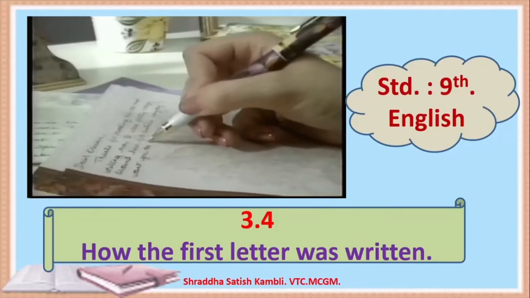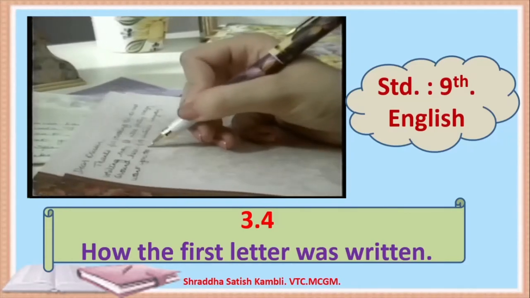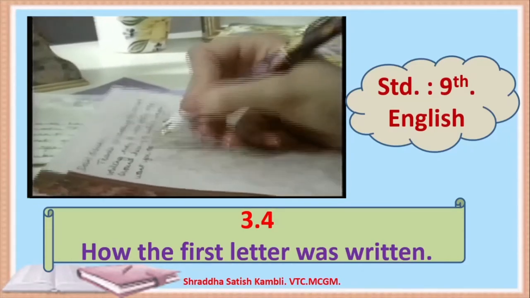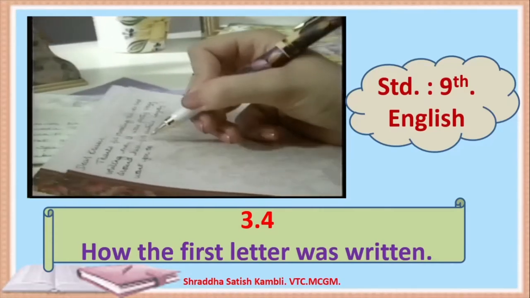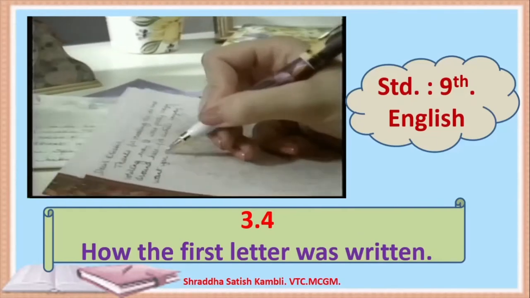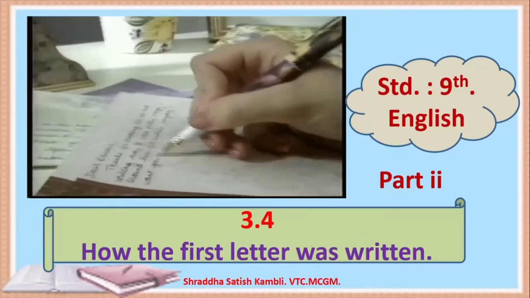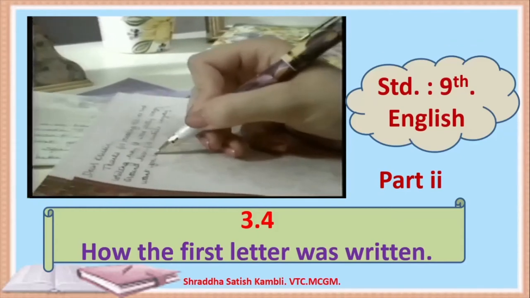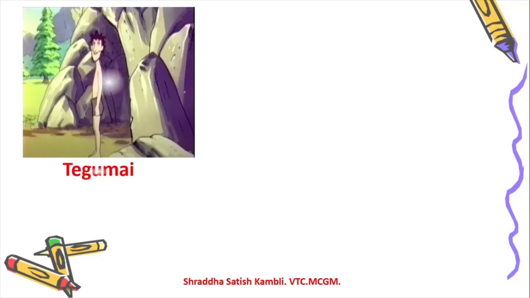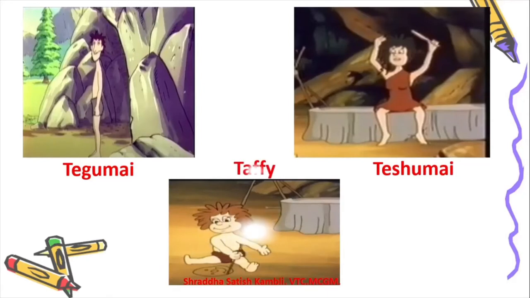But before that, we will do a quick recap of what we learned last time. We will not see the entire story because we have seen it in detail last time. So let us look at the main points in our story and move forward. This video is part 2 of the lesson How the First Letter Was Written. We saw that it is a story of three people, Tegumai, Tishumai and Taffy.